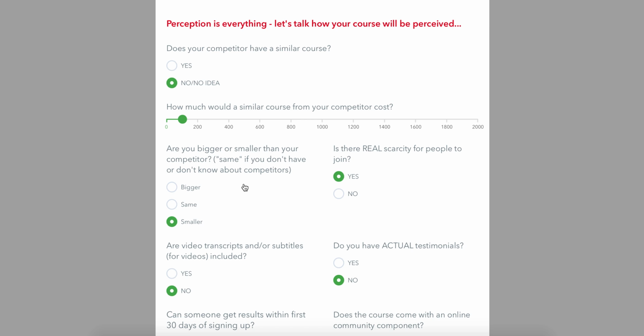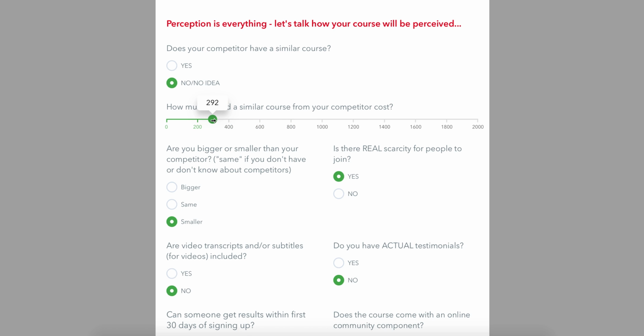How much would a similar course from your competitor cost? This is a very interesting concept because if you have a specific competitor, you have a price that you can use. If you don't have a direct competitor, you're going to need to go out there and do some research for similar competitors. So let's just say we could do the middle.